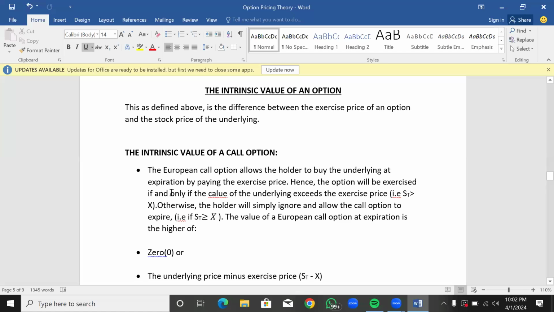So here I said the intrinsic value of an option. This is defined as the difference between the exercise price of an option and the stock price of the underlying. What this means is the difference between your PE and your PA. That is what the intrinsic value of an option is. You can check other books. This is just a very short formula. Although nobody will ask you to define the intrinsic value of an option, we are not in foundation, but for knowledge sake, you can check a better definition. This is just a summary of what it is.